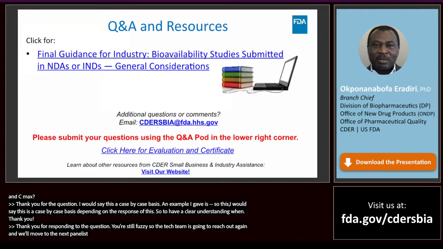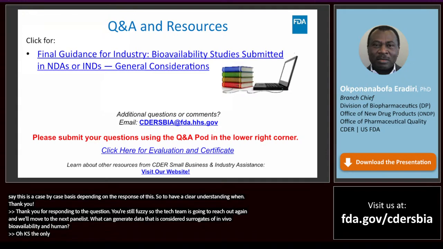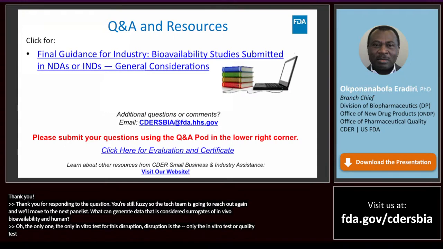What in vitro tests can generate data that are considered surrogates of in vivo bioavailability in humans? Well, the only in vitro test that can serve as a surrogate for bioavailability and bioequivalence is dissolution. Dissolution is the only in vitro test or quality test that can be correlated with in vivo systemic exposure. Thank you.